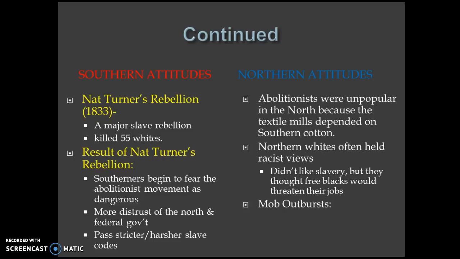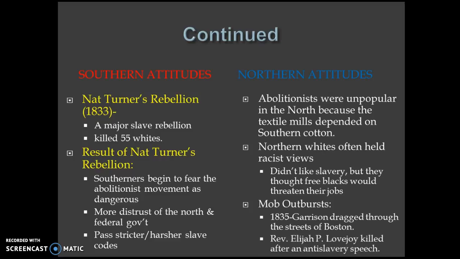There are also some examples of some of the views of a lot of the whites up north and how they were not so much in favor of abolition like a lot of people would make it out to be. There were some major mob outbursts where white northerners would attack the major abolitionists, like William Lloyd Garrison. He was actually dragged through the streets of Boston and beaten in 1835. Reverend Elijah P. Lovejoy was a preacher who was killed after giving an anti-slavery speech. So again, these are just examples to show you that not everyone in the North was in love with the abolitionists. It wasn't like it was unanimous in that feeling in the northern states.